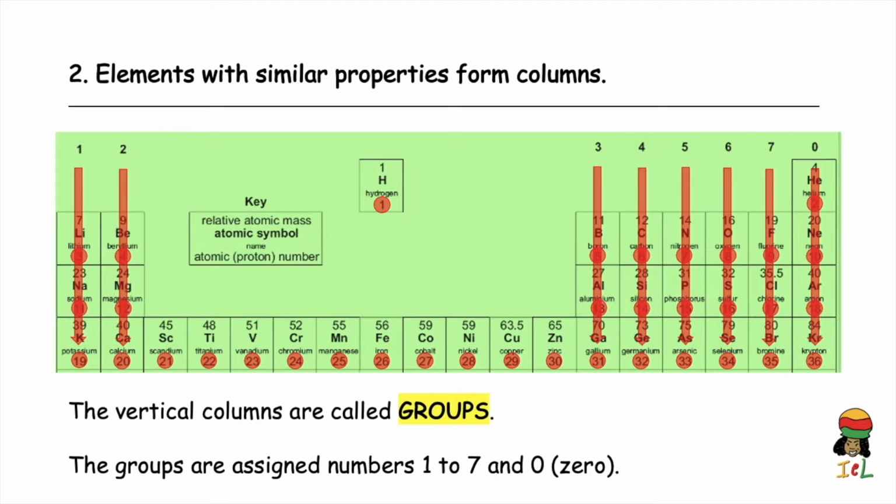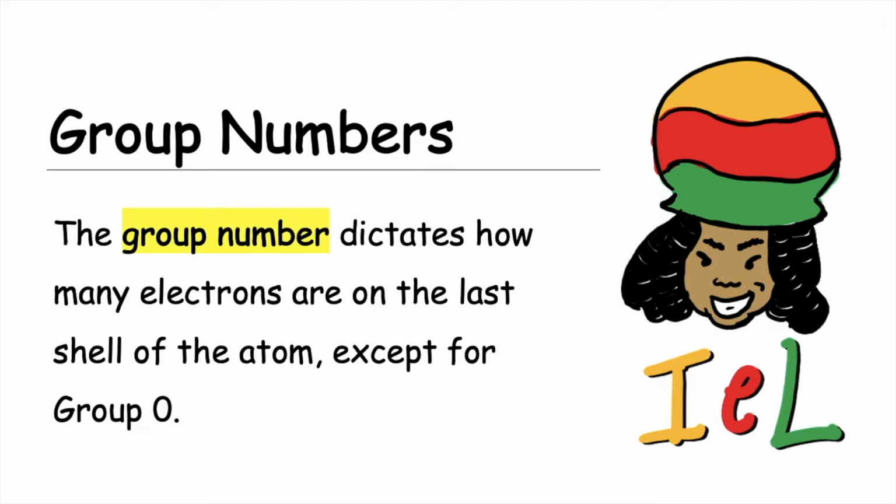Previously, the groups were numbered using Roman numerals. However, over time, we have moved away from that notation and simply use the Arabic numerals. Those are the digits we are accustomed to using as represented here. The group number is very important because it indicates how many electrons are on the last shell of the atom, with the exception of group 0.